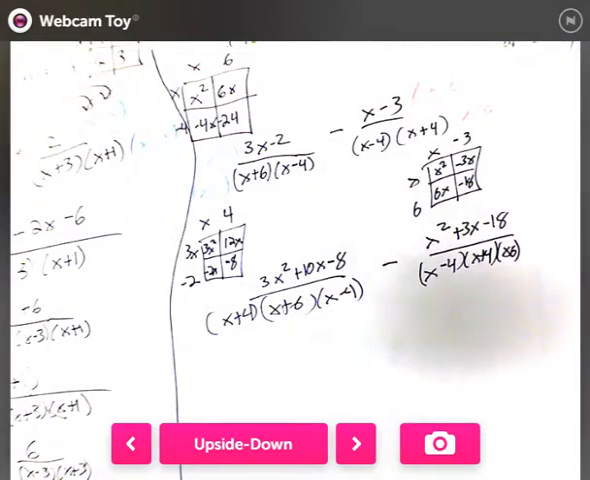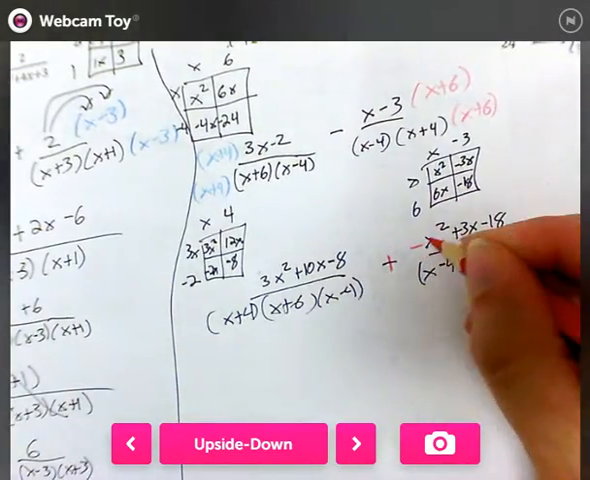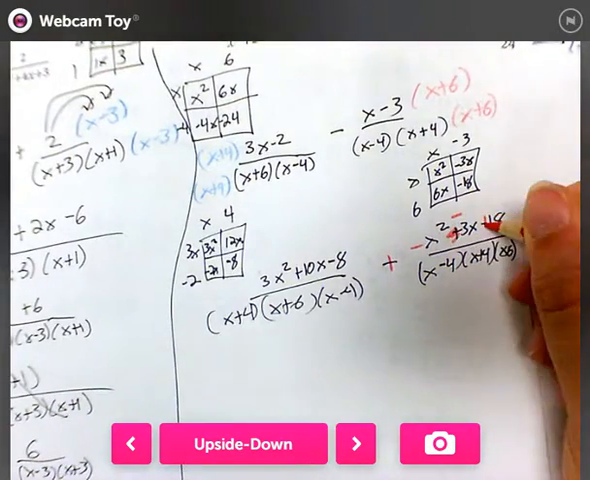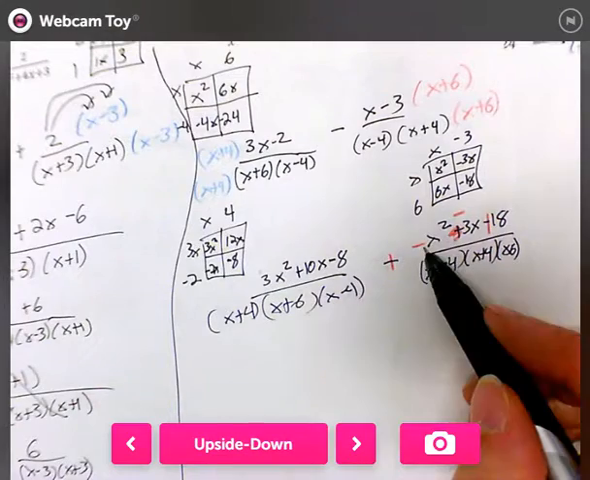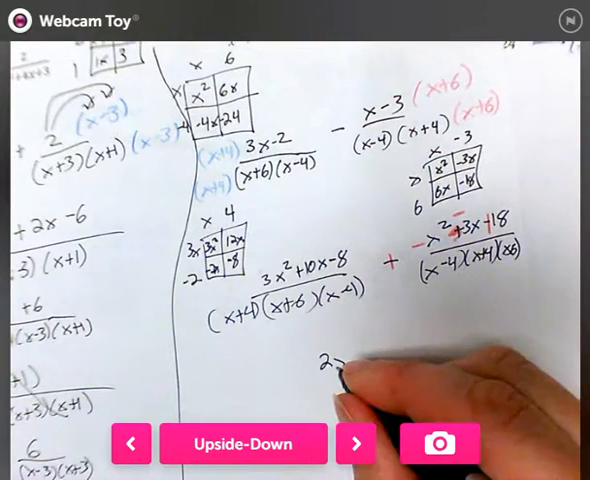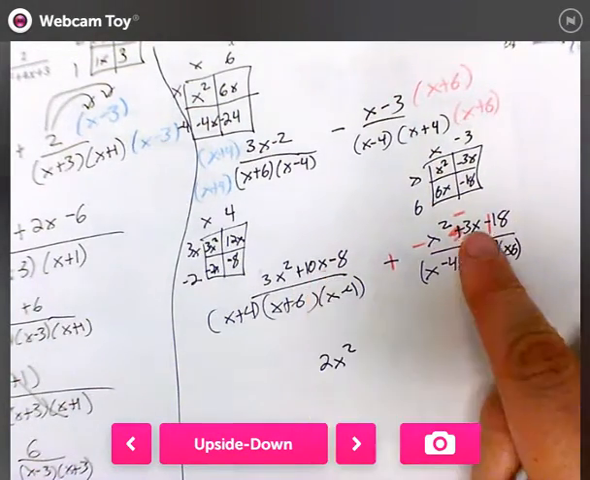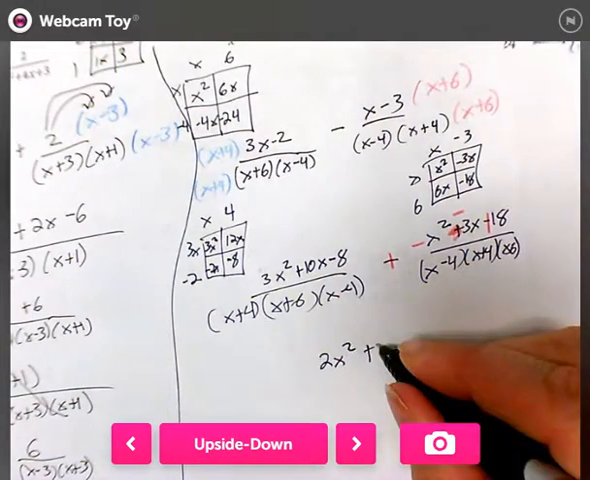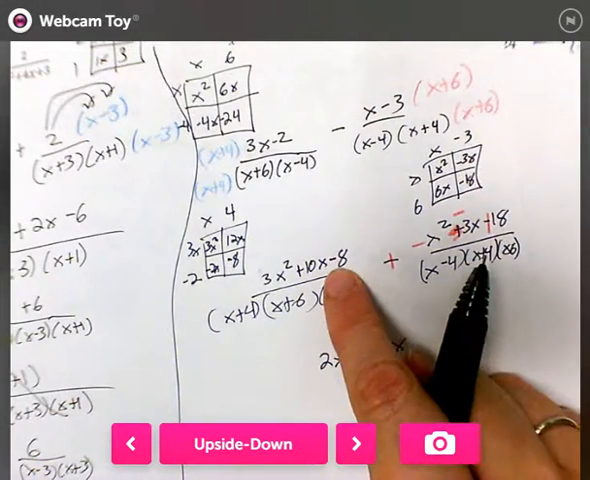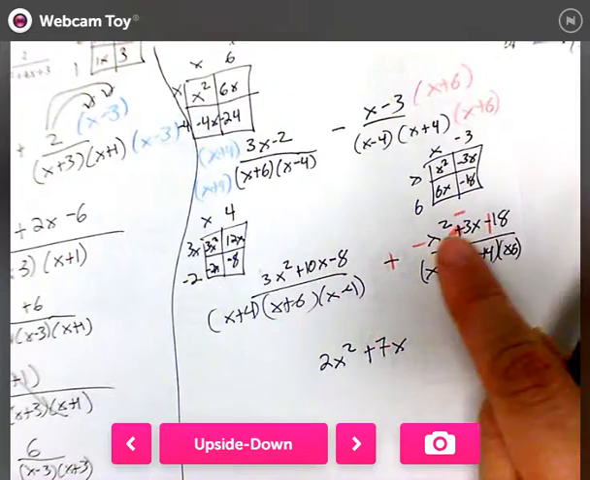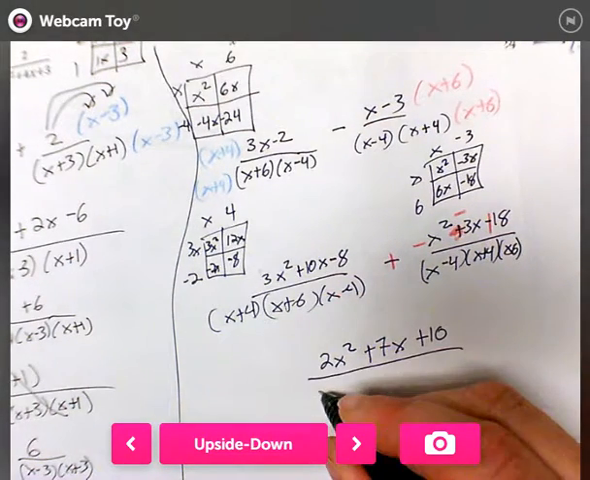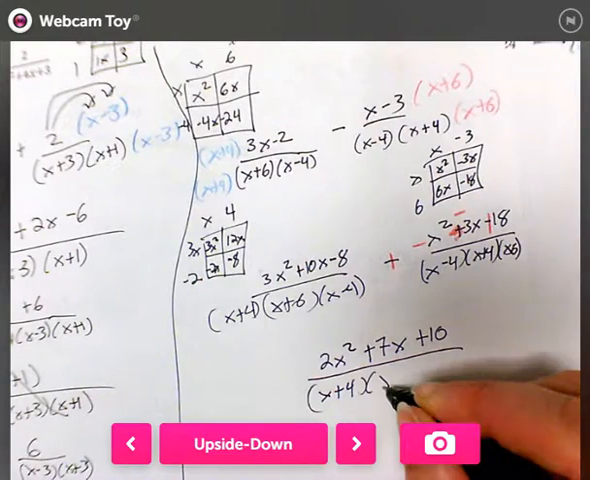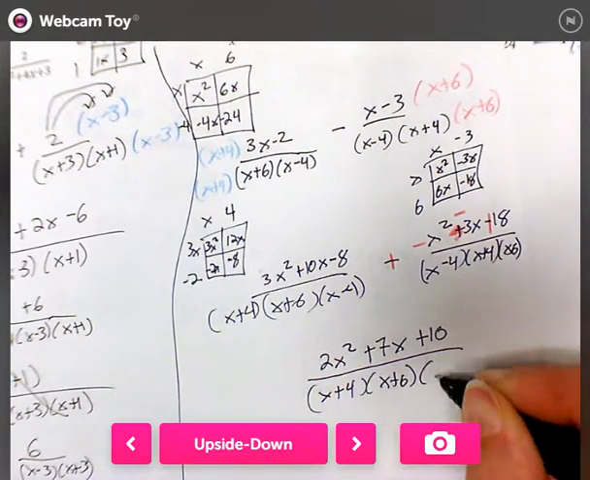So again, what I like to do, guys, is change this to a plus and change all of these signs. So 3x squared minus x squared gives me 2x squared. 10x minus 3x gives me 7x. And negative 8 plus or minus a negative 18 is a positive 10. All over x plus 4 times x plus 6 times x minus 4.